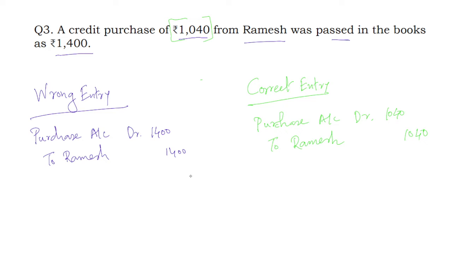So what is wrong here? The amount is wrong. What is the difference in amount? It should be 1040, but 1400 was passed, so an extra amount of rupees 360 was passed. So we have recorded 360 more as purchase. What is required in this case?